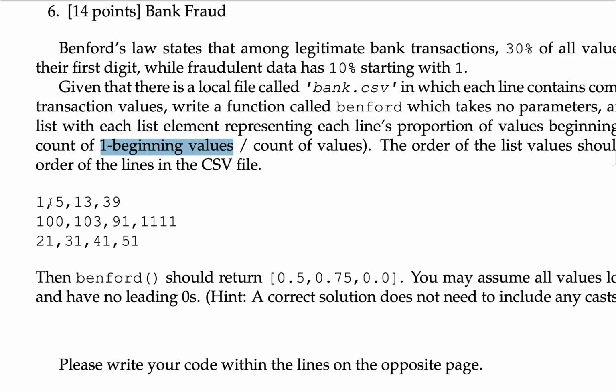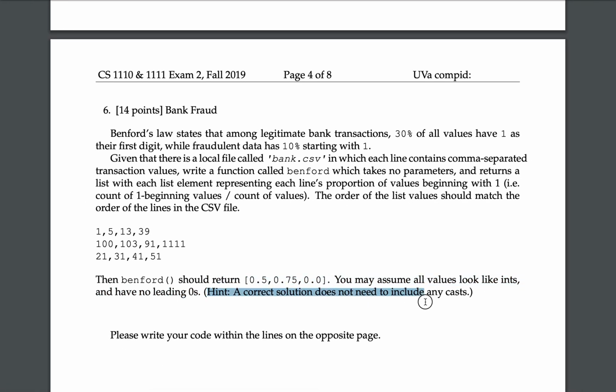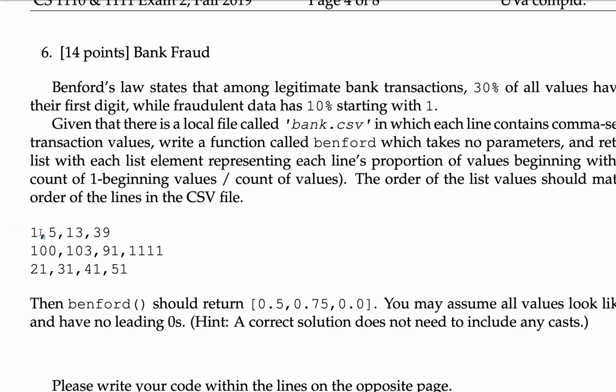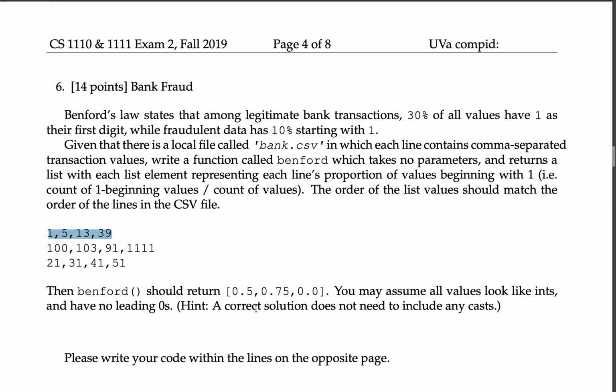For instance, this first line returns 0.5 because half of the values, 1 and 13, have a 1 in the first digit. So we're returning the percent of the numbers in the line that have a 1 in the first place. The hint says you don't need to actually cast anything. Remember, when you read from a file, everything is a string by default, and if you want to check digits of numbers, you would have to cast to a string. So you can just not cast to an integer and go for it.